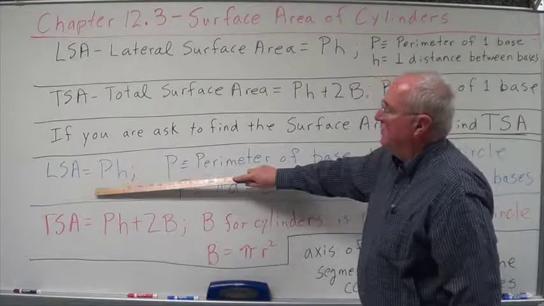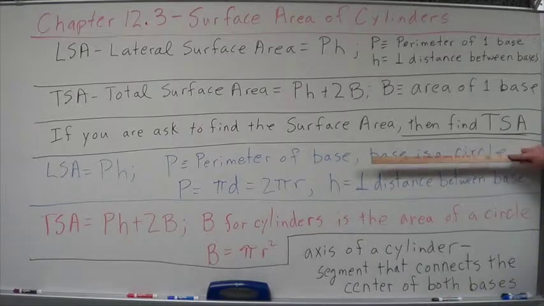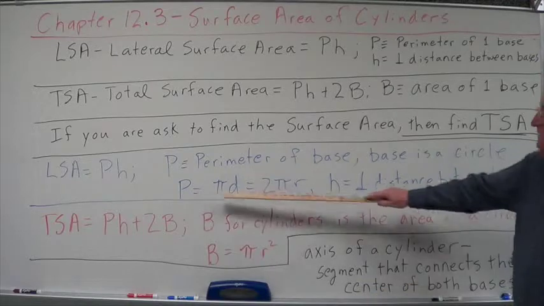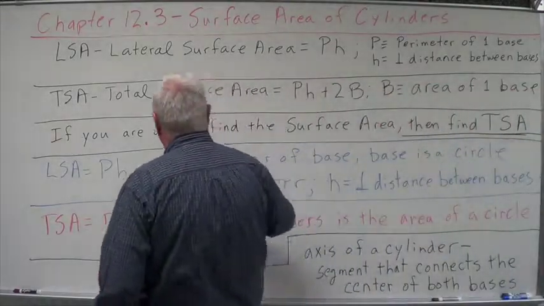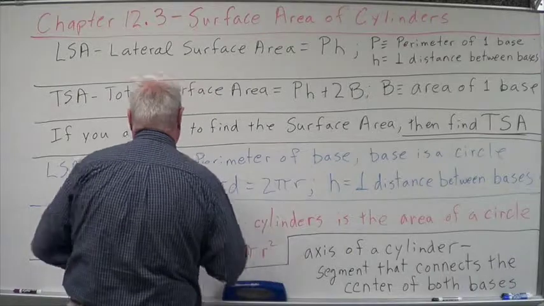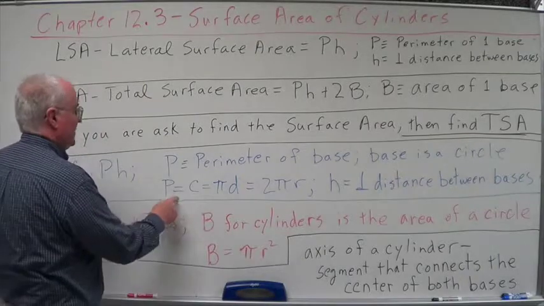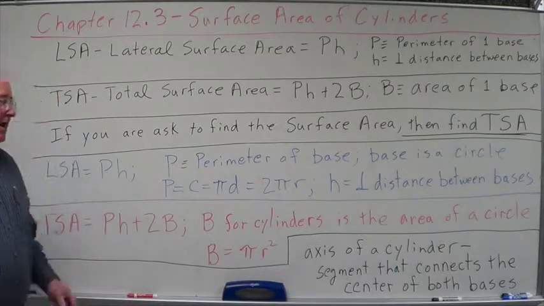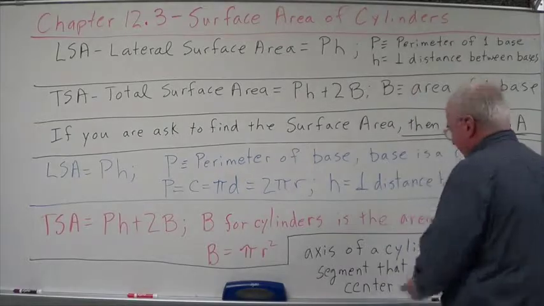Lateral surface area, as we saw before, is capital PH. Well, what's perimeter? Perimeter of a base. Base is a circle for a cylinder. So perimeter is pi d. It's a circumference. Okay? Let's just put that in there. P equals C equals, P equals circumference equals pi d equals 2 pi r. However you want to say it. H is the perpendicular distance between the bases.